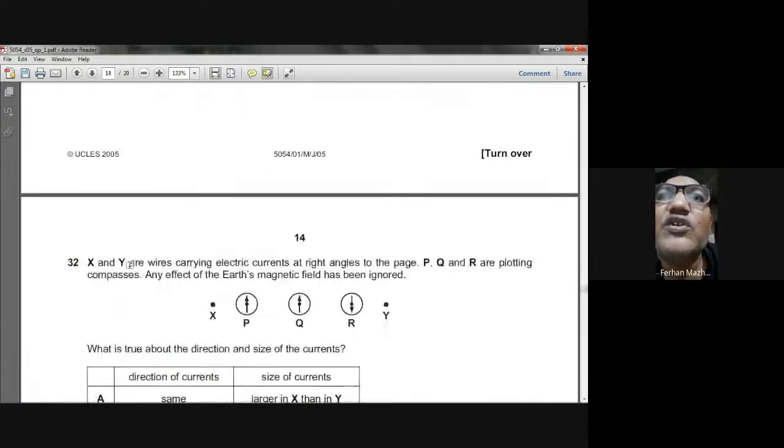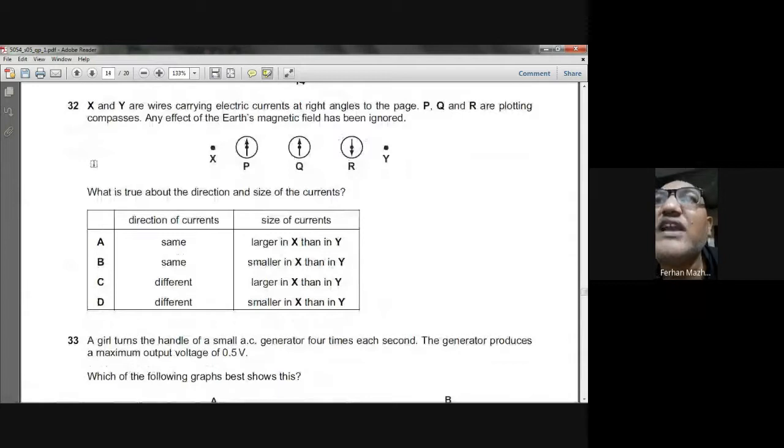Okay, so the next question is this, which we have already studied. X and Y are wires carrying electric current at right angle to the page. P, Q, and R are plotting compasses. Any effect of the Earth's magnetic field has been ignored. So, what is true about the direction and the size of the currents?